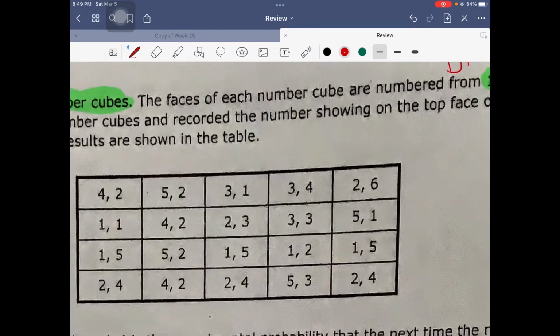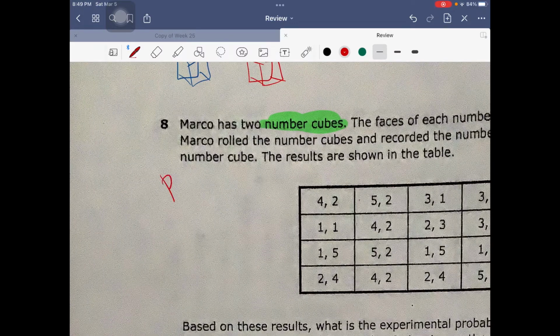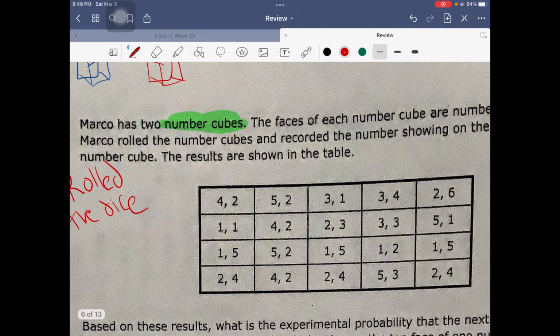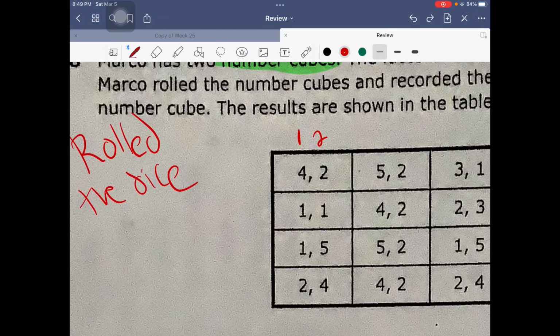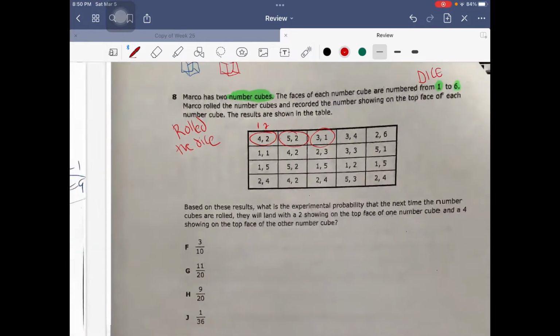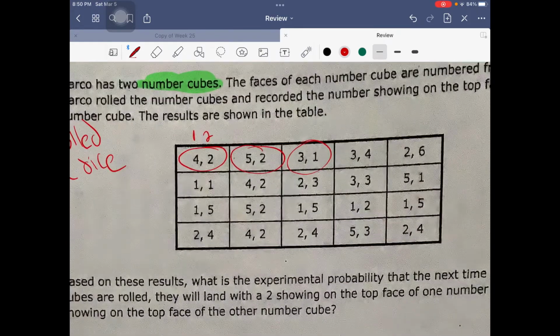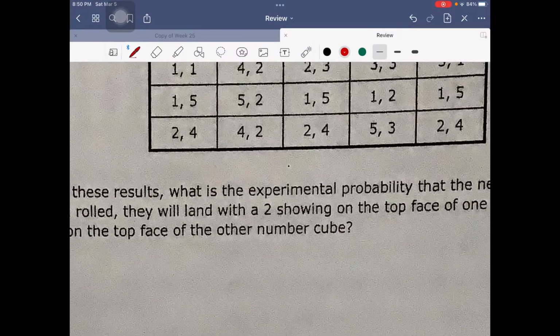Marco rolled the number cubes and recorded the numbers showing on the top face of each number cube. So you roll the dice and you're waiting to see what you got. The top face is what you get. Roll the dice. The results are shown in the table. So this is dice number 1, dice number 2. He's rolling 2 dice. This is just 1 throw, 2 throws, 3 throws. How many throws? Well, let's read it first. Based on these results, what is the experimental probability?